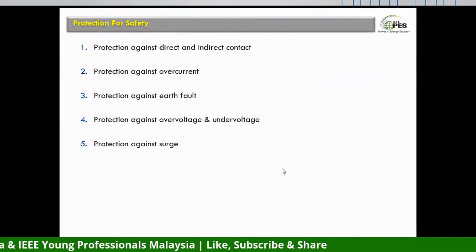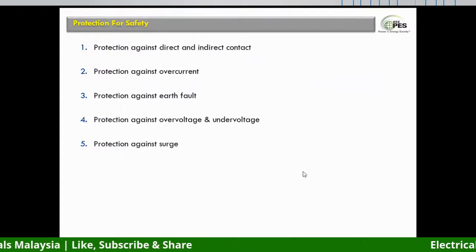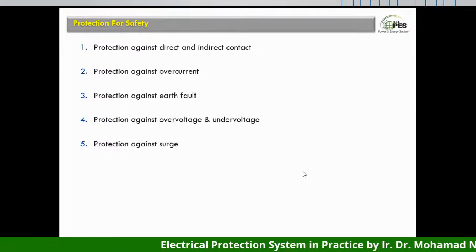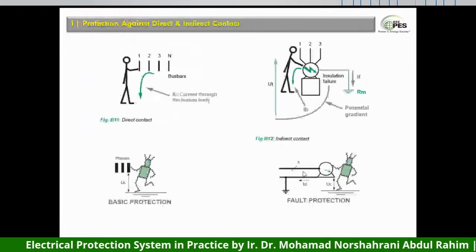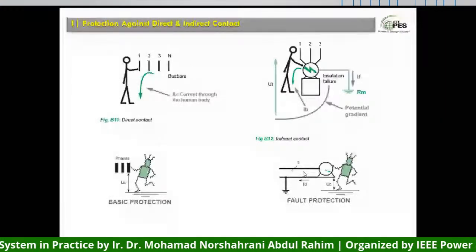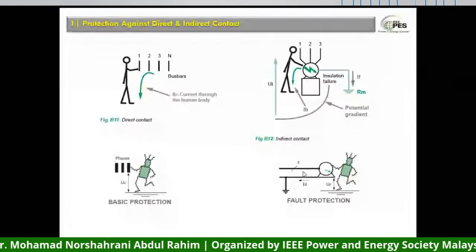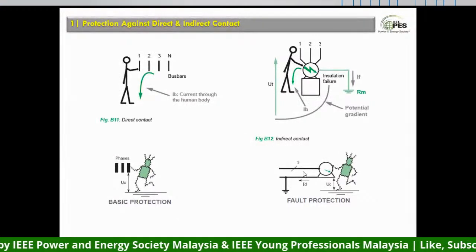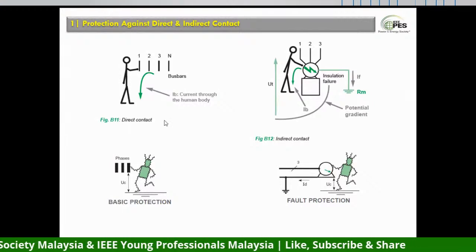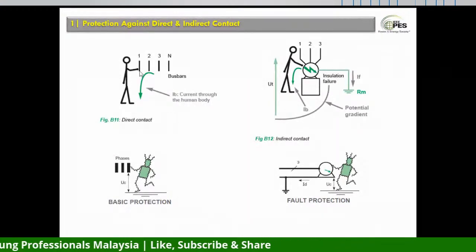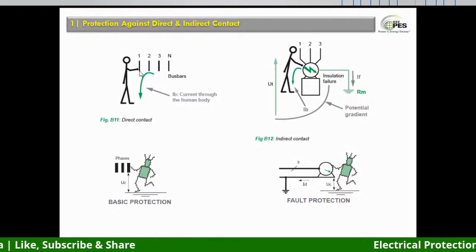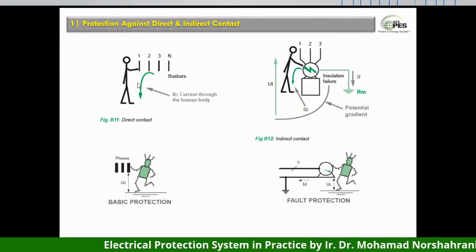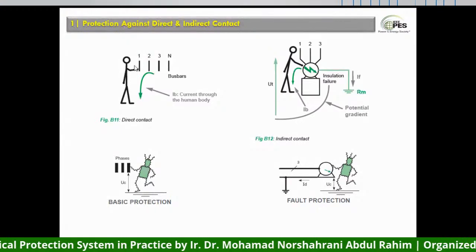Let's go through a little more detail on the safety of protection. There are five concepts here. I won't elaborate on all, but some cases for us to think about. The first one, which I believe all electrical people have learned, is a very basic concept: protection against direct and indirect contact. Direct contact means, in the worst case scenario, you touch a live busbar. As protection people, we need to provide protection from people touching the live busbar, which we call protection against direct contact.